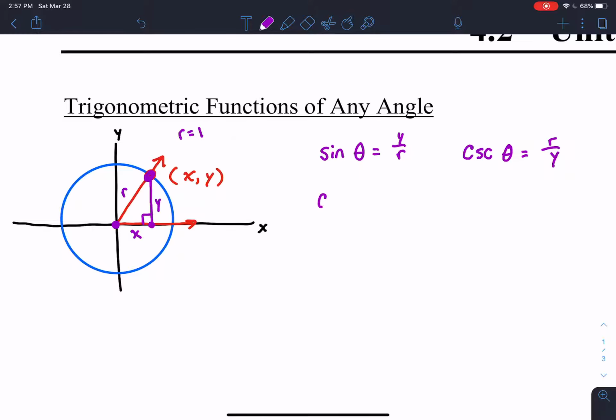Then you have cosine, which is x over r. Opposite of that is secant, which is r over x. And then you have tangent, which is y over x. And then cotangent, x over y. Those 6 functions you really need to make sure that you're remembering, because it's going to help you a lot when you're evaluating all of these functions together.